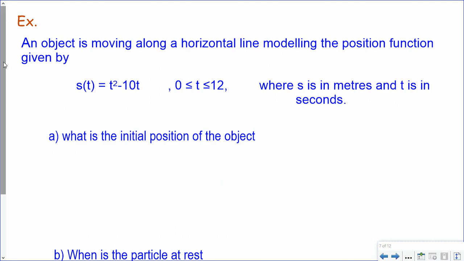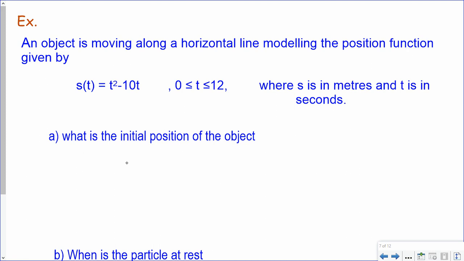Okay, so an object is moving along a horizontal line modeling the position function given by s(t) = t² - 10t. It's over the interval t between 0 and 12 seconds, where s is in meters and t is in seconds. All right, what's the initial velocity?